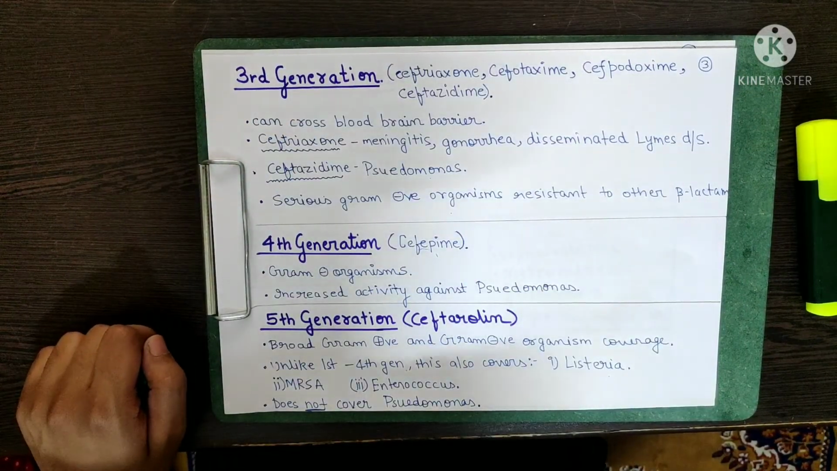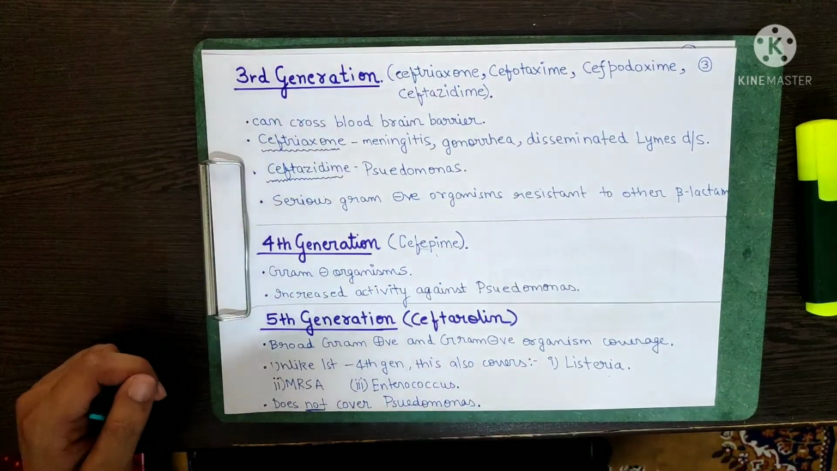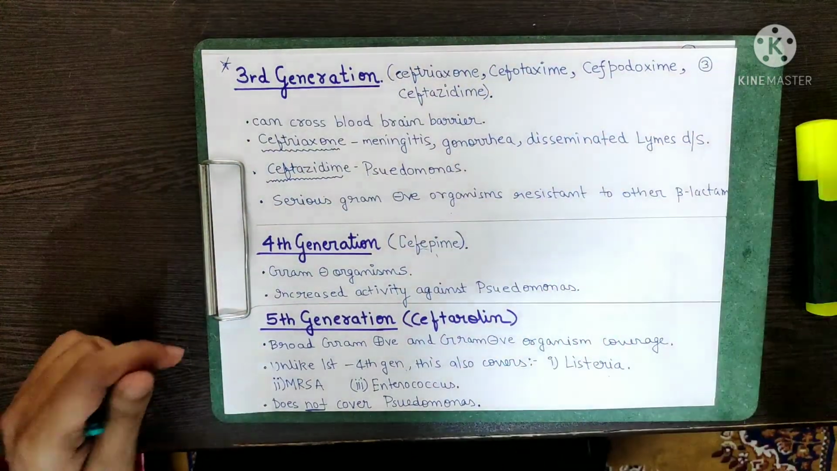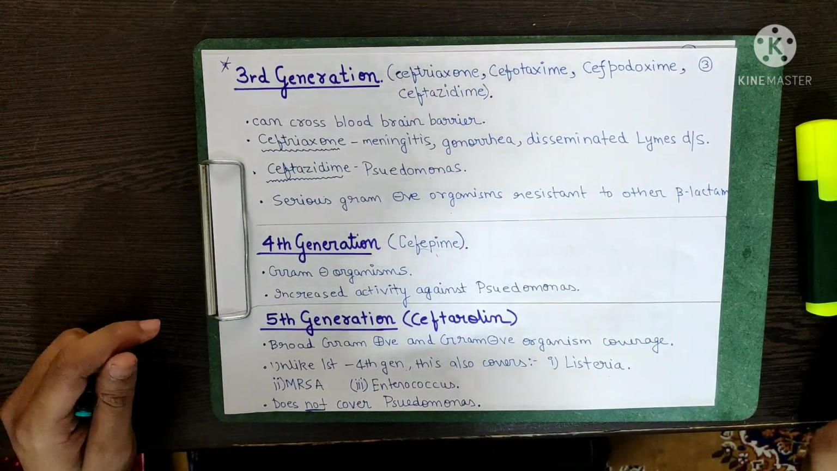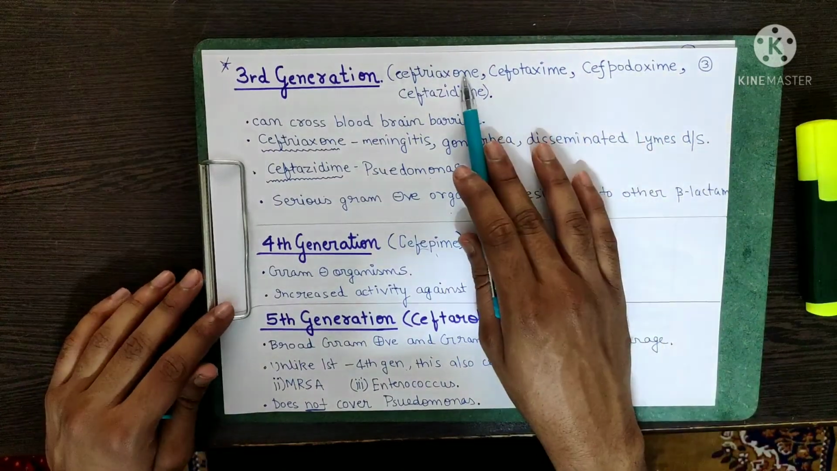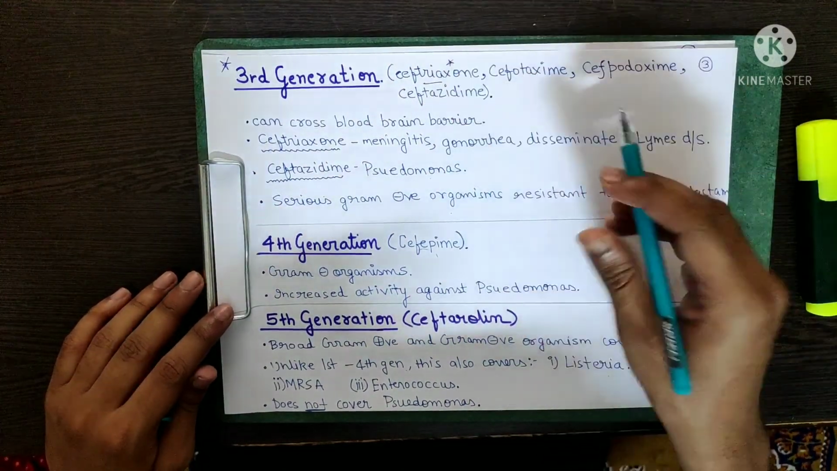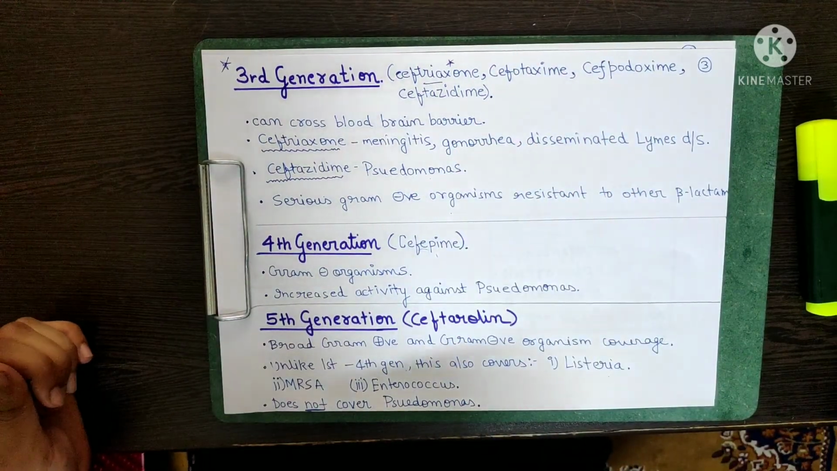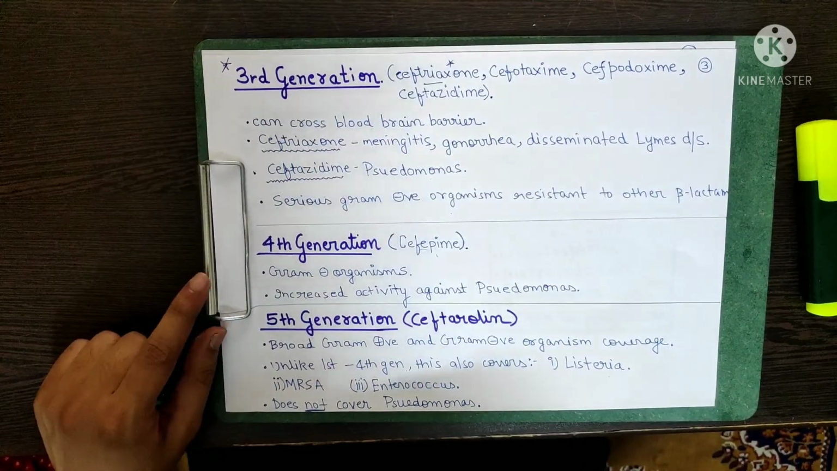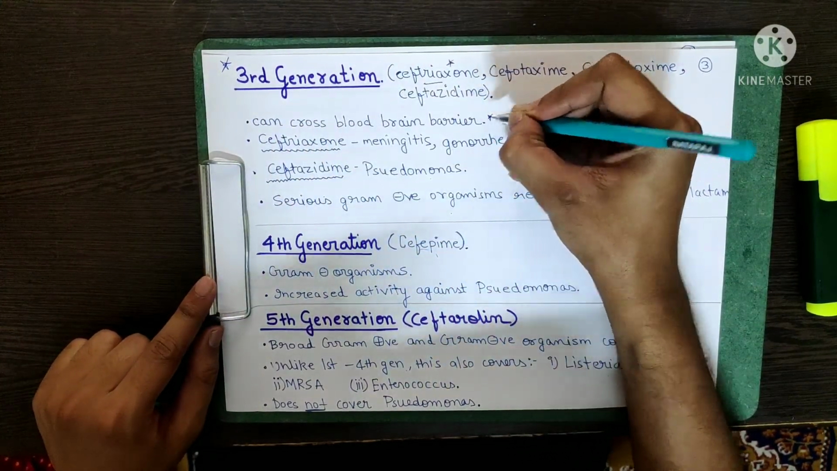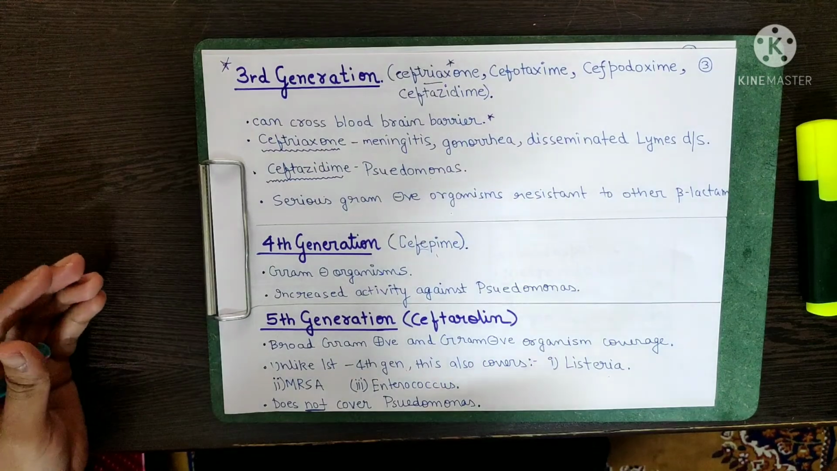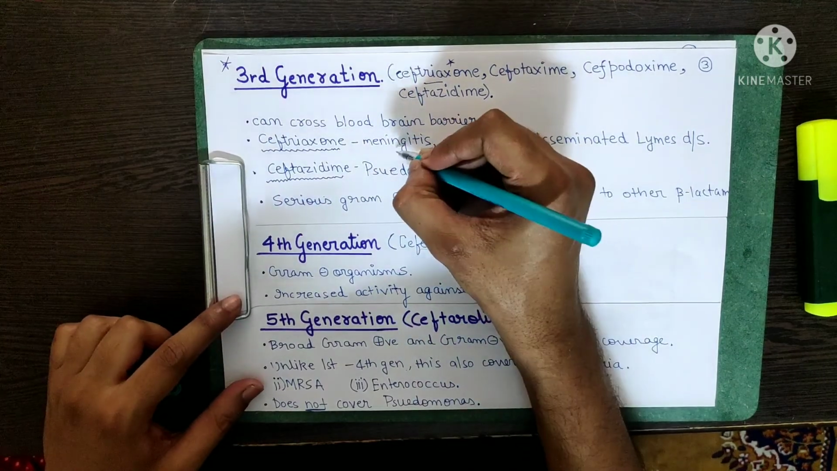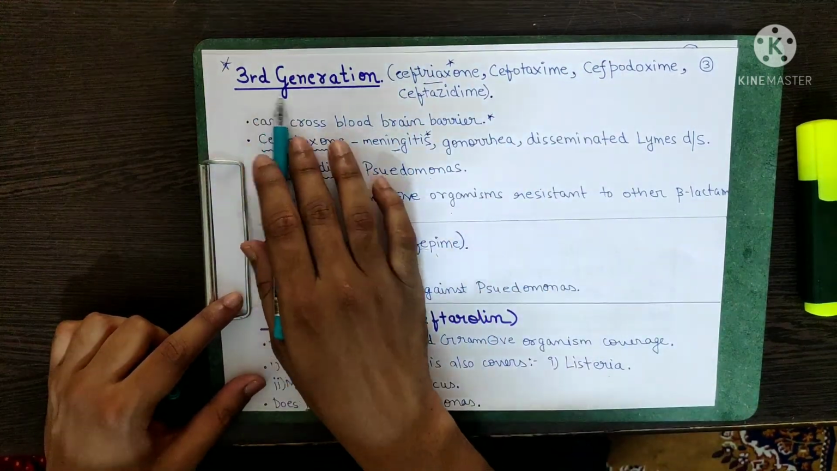Now coming to third generation, fourth generation and fifth generation cephalosporin. In third generation, which is the most important generation of cephalosporin, what drugs come under it? These are ceftriaxone, very important. Next is cefotaxime, cefpodoxime and ceftazidime. A very important point about third generation cephalosporin is that they can cross the blood-brain barrier. Okay, so this is a very important thing, and hence, since they can cross the blood-brain barrier, we can give it in meningitis. So it is very important that you remember what drugs come under it.